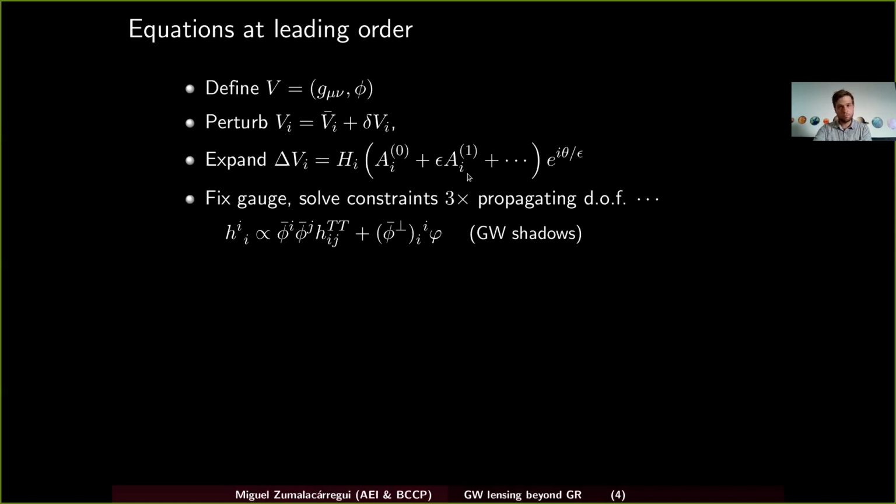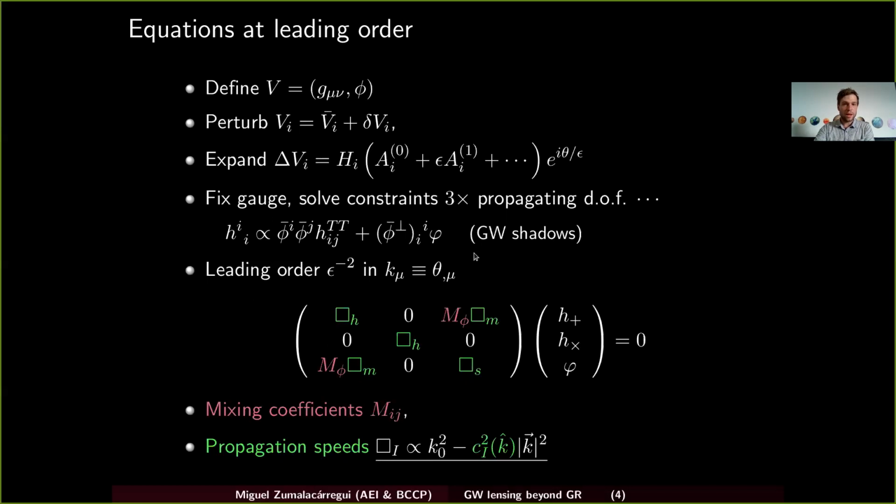Then the tricky part is that most of the components of the metric are not actual degrees of freedom. So we need to fix the gauge and solve the constraints until we end up with 3 propagating degrees of freedom. That is the 2 polarizations of the metric and the perturbation of the additional degree of freedom due to modified gravity. And this leads to interesting phenomena in which, for example, the spatial trace of the metric can be sourced by the gravitational wave polarizations contracted with the background scalar field and also the scalar field perturbation. We call this gravitational wave shadows, but I will not get into detail.